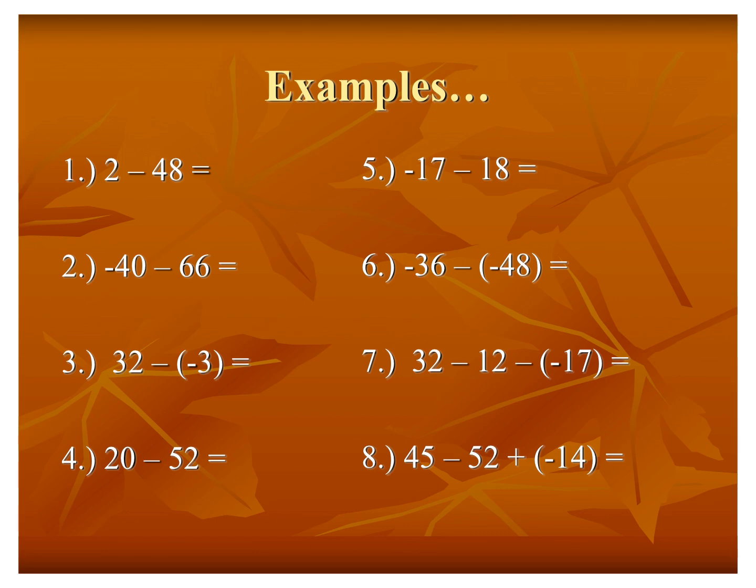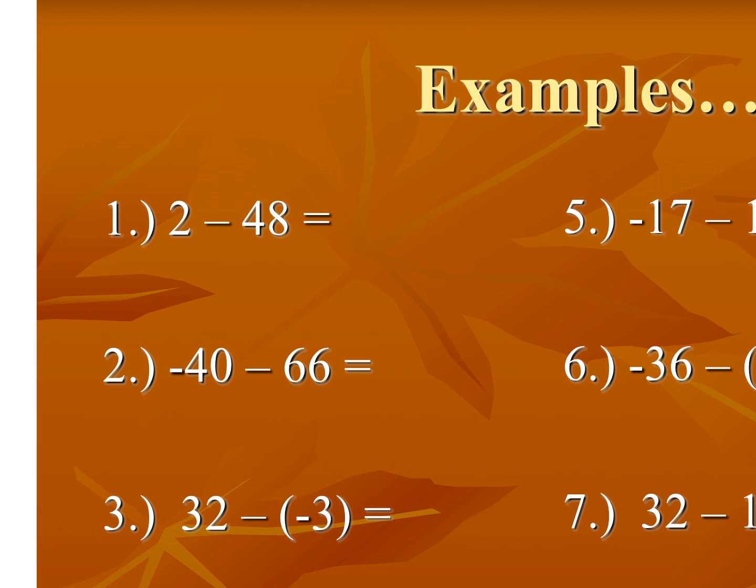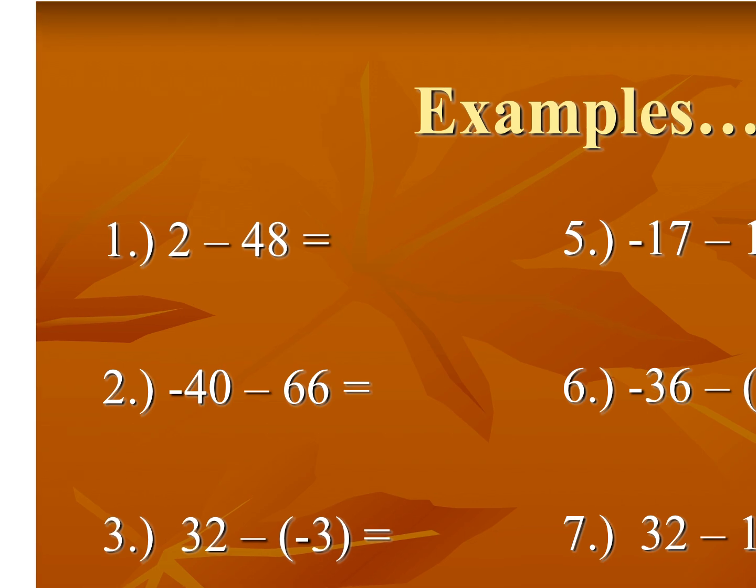Alright, so let's start with a couple examples. Number 1, we have 2 minus 48. Following our steps, we're going to change the subtraction to an addition, so plus. And then this 48, we change its sign to its opposite. It's a positive 48, so it's going to be 2 plus negative 48.